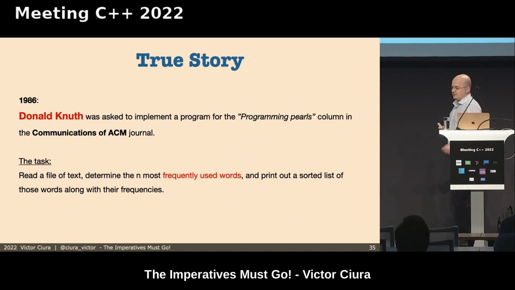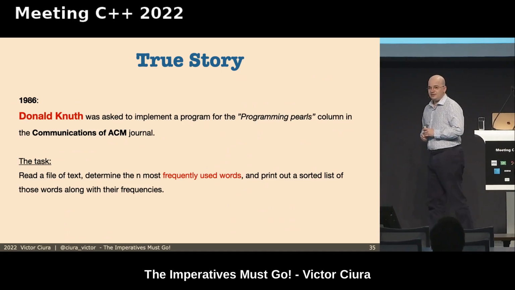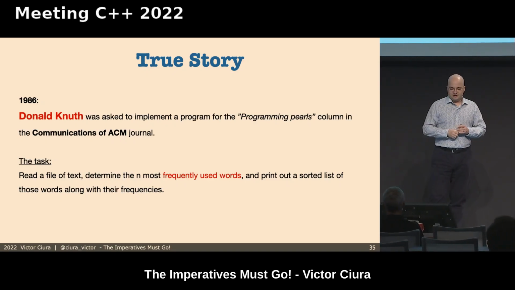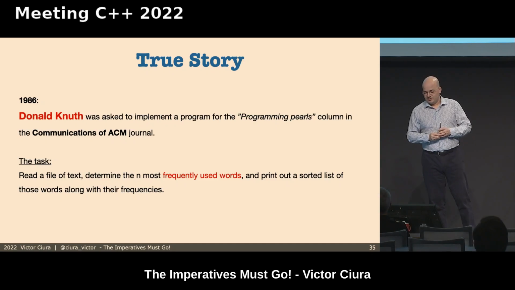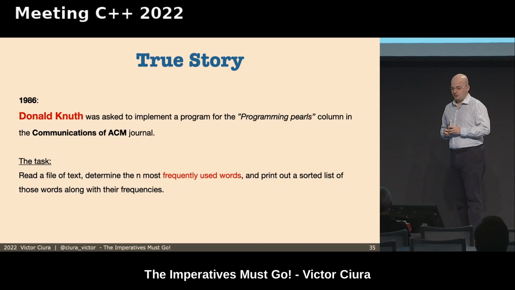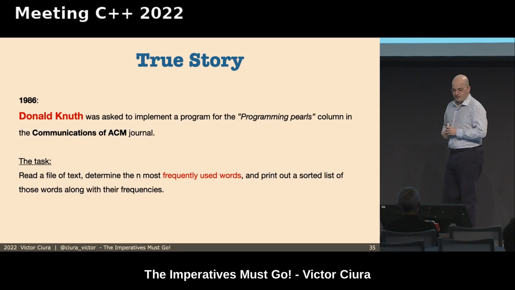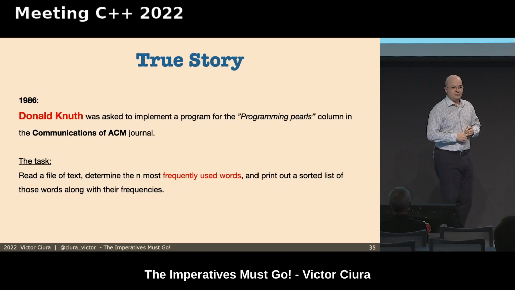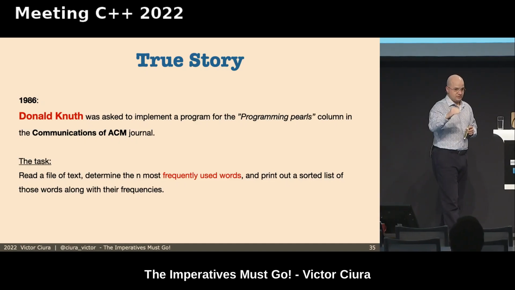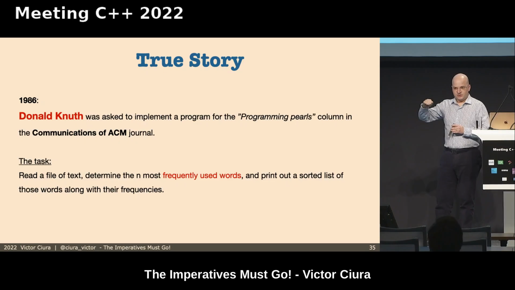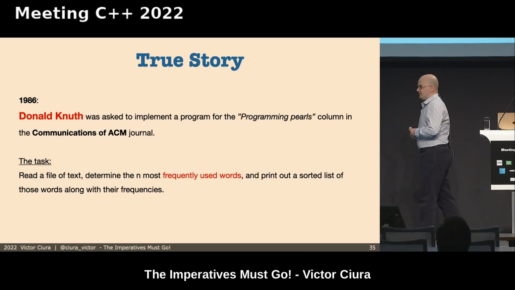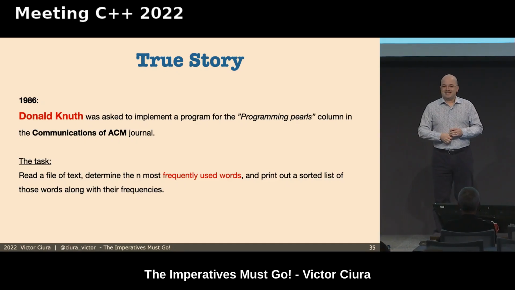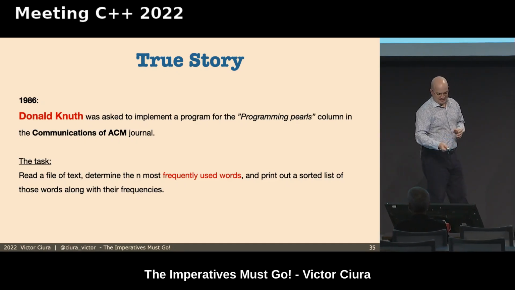And quick story here. In 1986, you know I love history bits by now. So in 1986, Donald Knuth was asked to implement a program for the Programming Pearls column in Communications of the ACM. And the task was to read a file of text, determine the n most frequently used words, and print out the top n with their respective frequencies in that body of text. Sounds like a standard interview problem or, I don't know, school task.